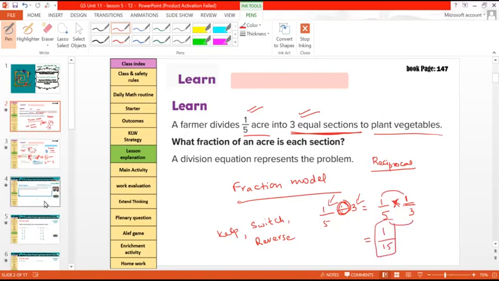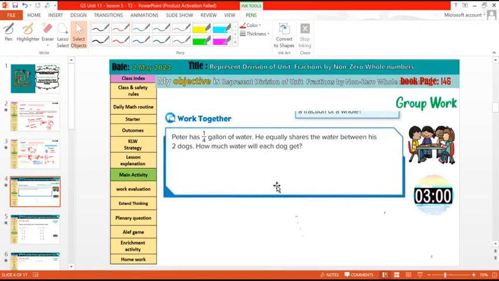Okay. Let's try to understand another question. Peter has 1/4 gallon of water. He equally shares the water between his two dogs. Now, how much water will each dog get? So, let us try to understand the fraction model. How will we model this fraction?